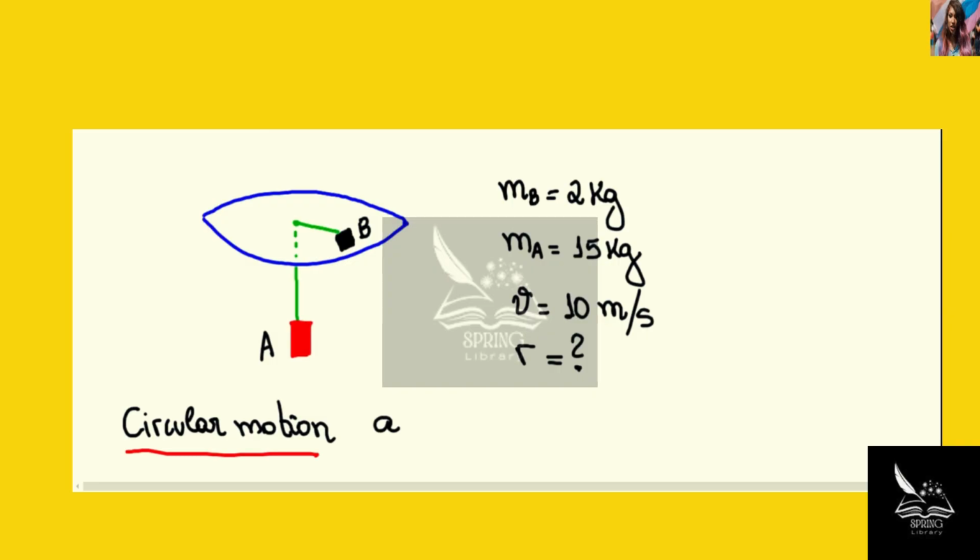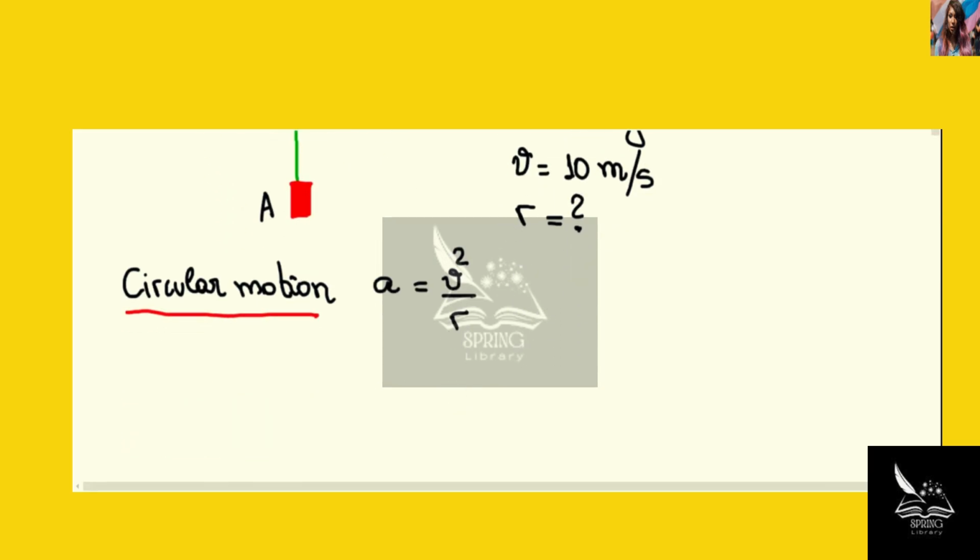All we need to know basically is that the acceleration associated with circular motion is equal to v squared divided by the radius of the trajectory, where v is the speed of the particle. So now we can proceed with the exercise. So what I'm going to do is to draw a free body diagram for both blocks.